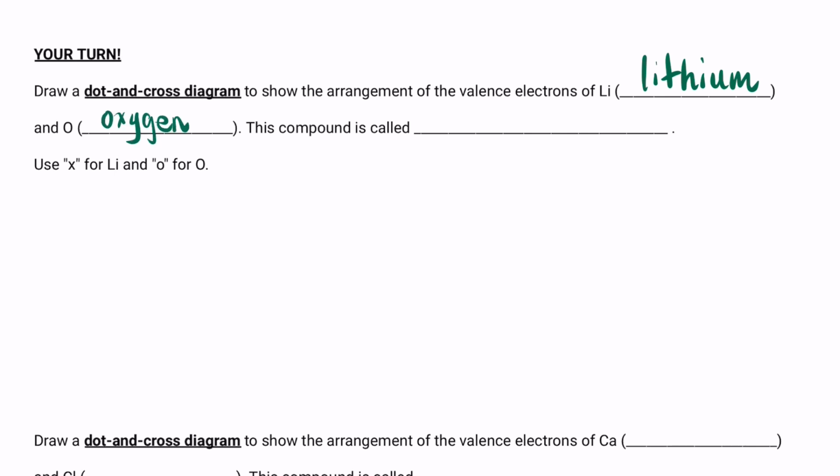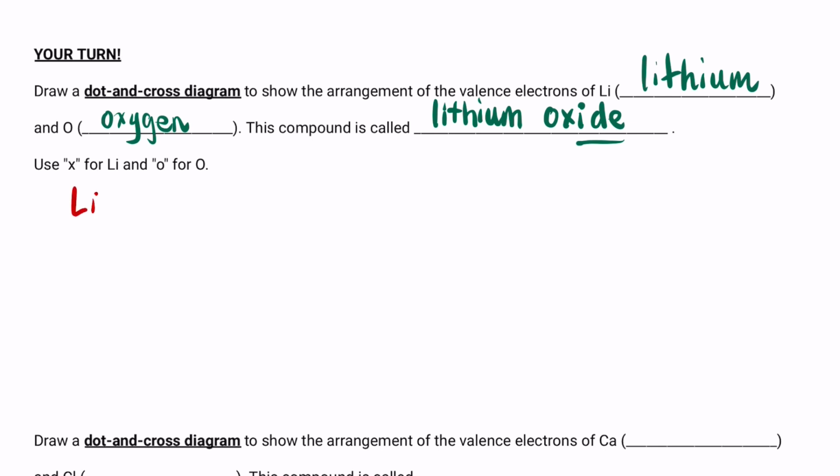And this compound is called, now remember when we name ionic compounds, the metal goes first, and we use the full name, lithium, and the non-metal goes next, oxide, and we change the last part. See, here it's oxygen, and we change this one to IDE. So how do we do this dot and cross? First, we need to know the charge.